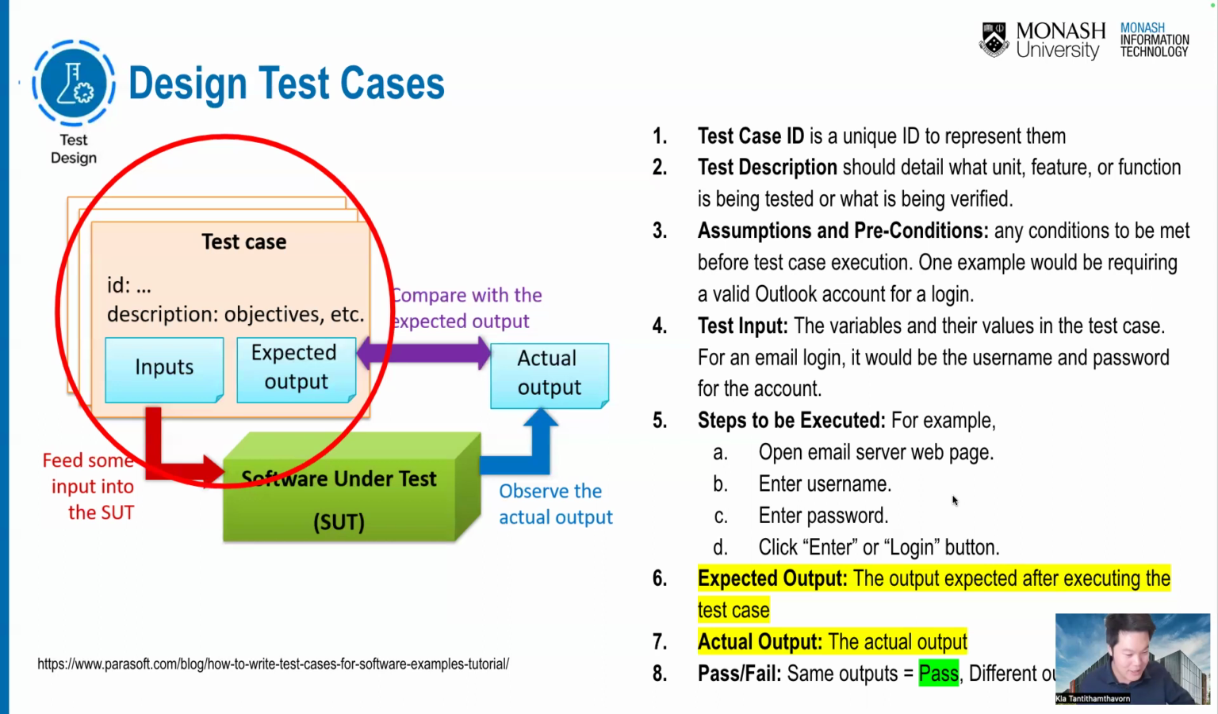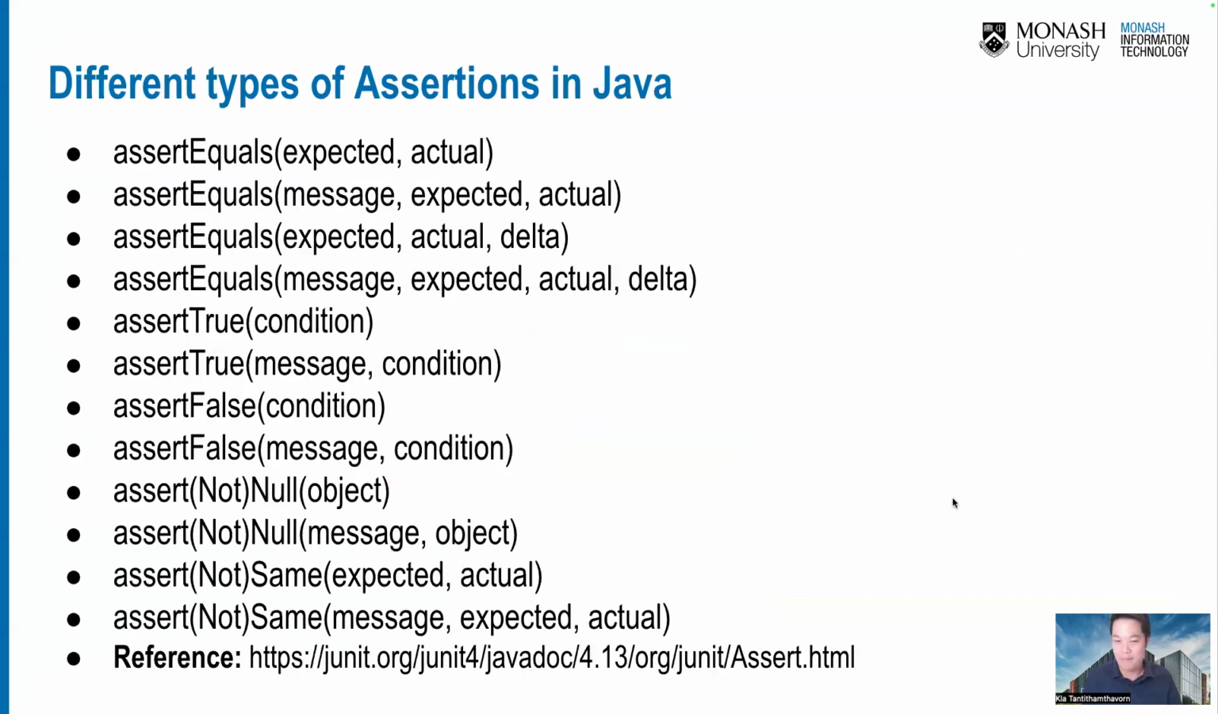I'm going to move on to the next step. When we write the test case, normally we need to write the assertion statement in Java. These are examples of the assert statement in Java. The first one, which I would say is the commonly used one, is assert equals. It means that we want to assert whether the expected outcome, the first argument here, is equal or the same as the actual outcome or not.